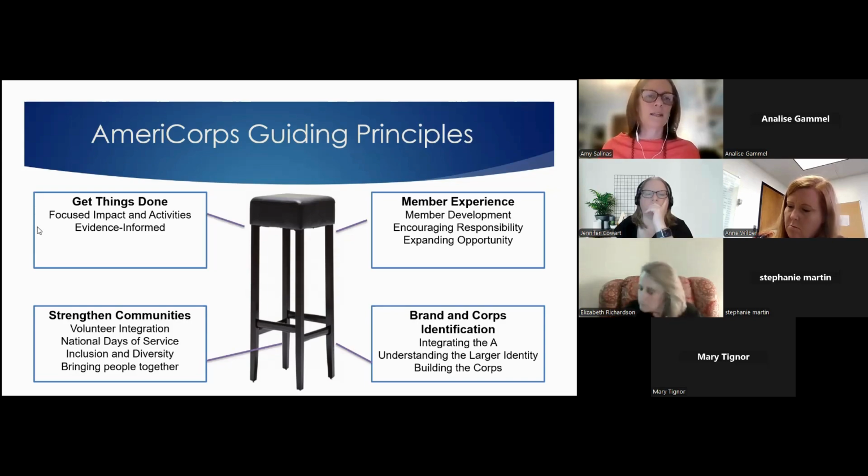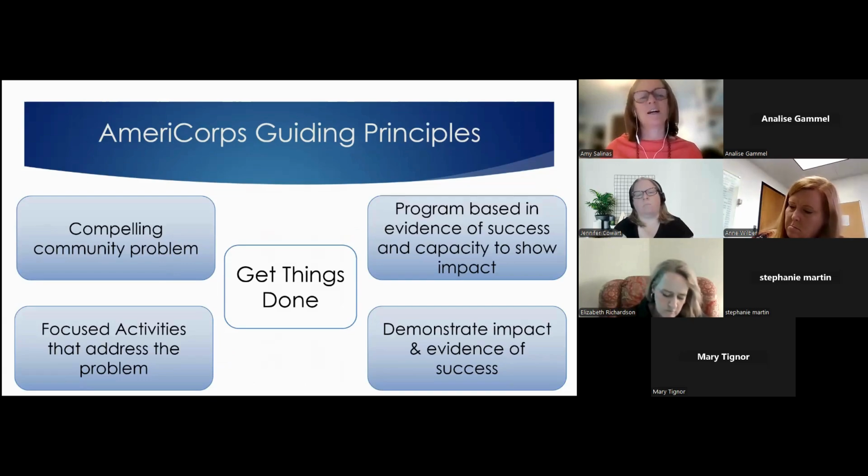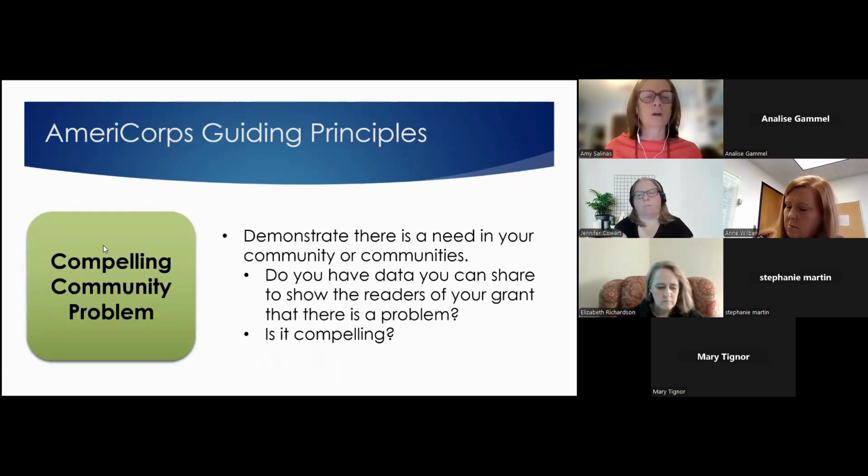In the get things done section, your task will be to visually show in the logic model document, which we'll talk about in a moment, these pieces you see here. I'm going to talk about a few right now. First, you're going to be expected to talk about the community problem.